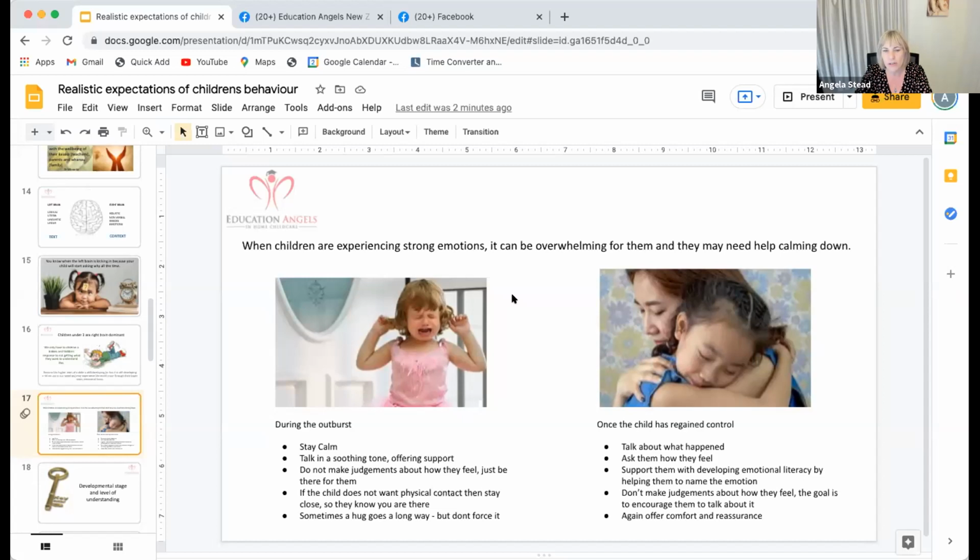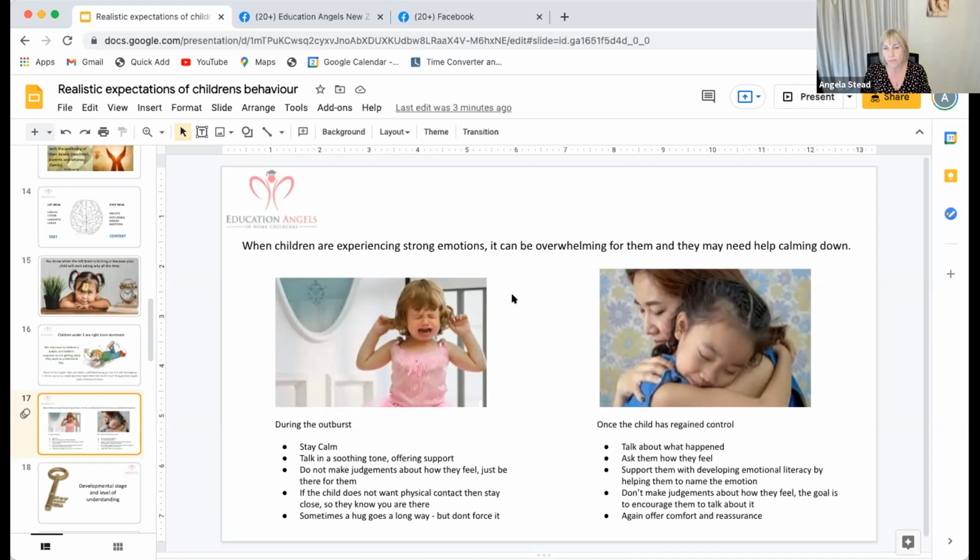So during an outburst, during a tantrum state, we need to stay calm and talk in a soothing tone of voice, offering support. Sometimes if you can bring a child close and hold them, great, but sometimes they're completely gone and you can't, with the helicopter arms and legs, and there's no way that you could do that. Well, in that case, just stay nearby and talk in a calming tone of voice, and allow the child to work through the tantrum.